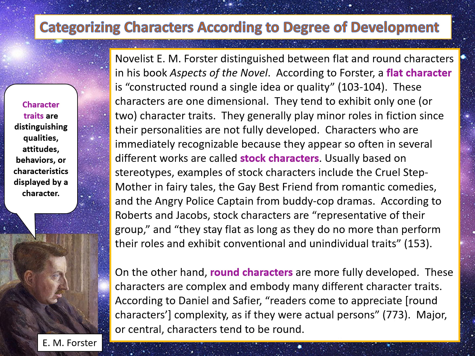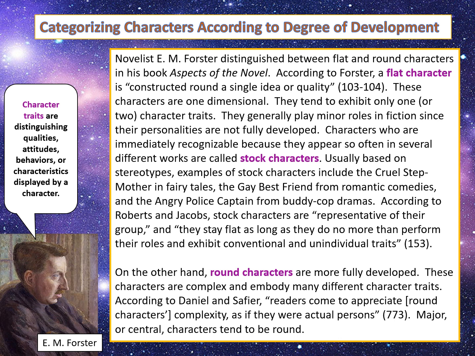We don't just represent one or two ideas or think one or two things. We're very complex. But in fiction, sometimes we have characters that are flat. And novelist E.M. Forster distinguished between flat and round characters. So he called a flat character one that is constructed around a single idea or quality. These characters are one-dimensional. They tend to exhibit only one or two character traits. They generally play minor roles in fiction since their personalities aren't fully developed.